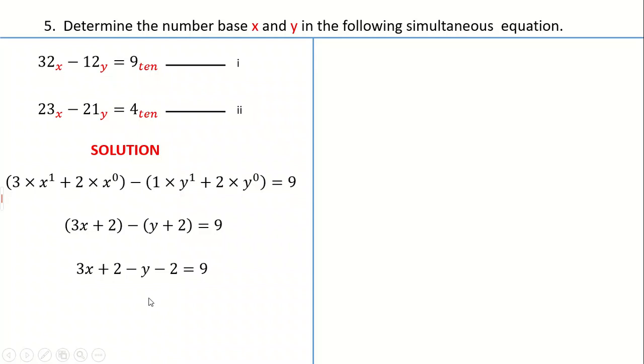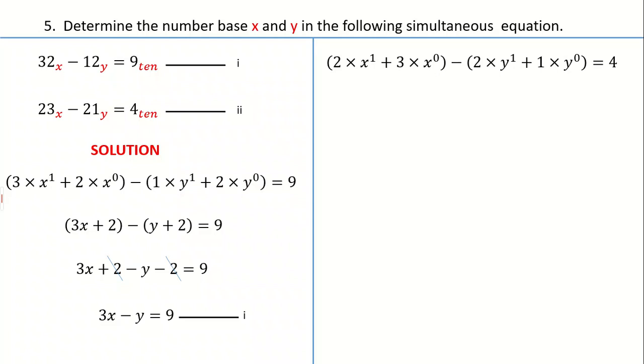So if you simplify for that, you discover that this plus 2 and minus 2 can annul each other. So you'll be left with what? 3x minus y equals what? Equals 9. So I can still call it equation 1 because I've not really done much on it.